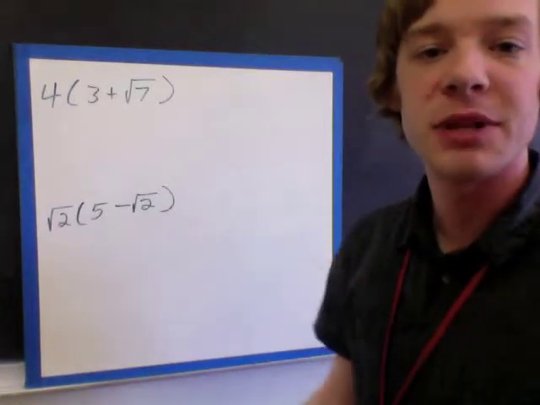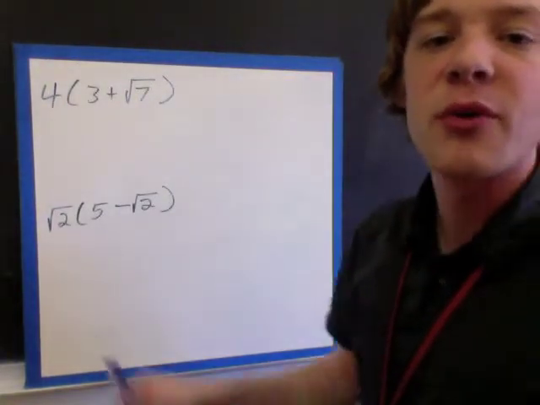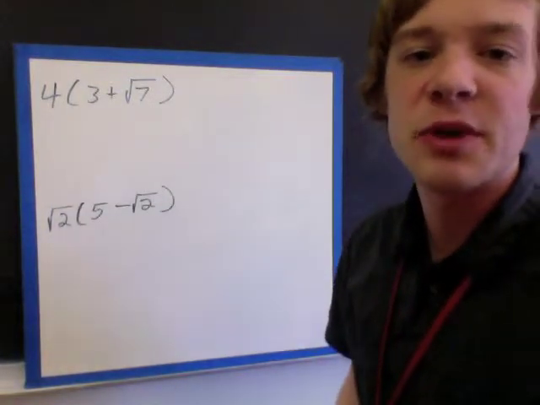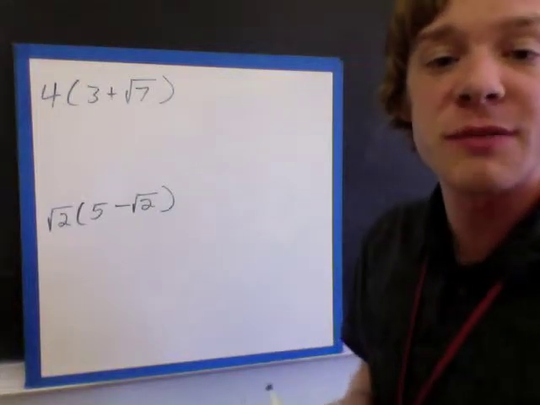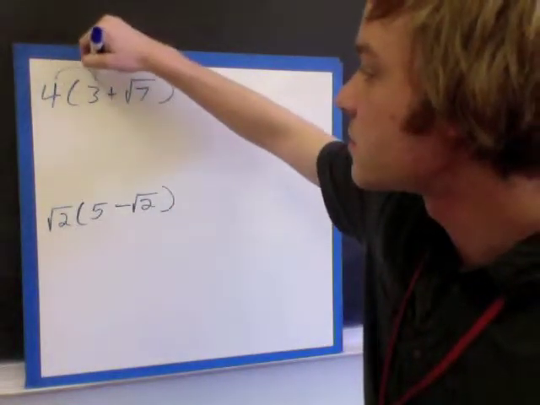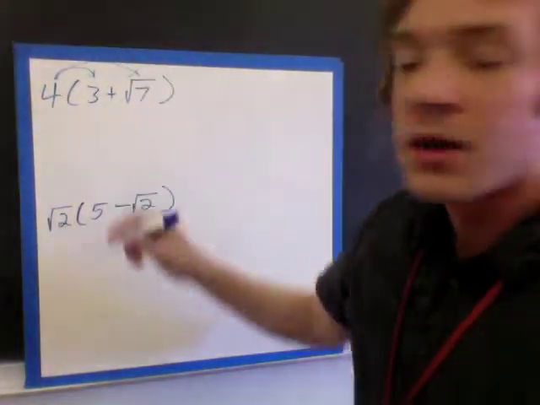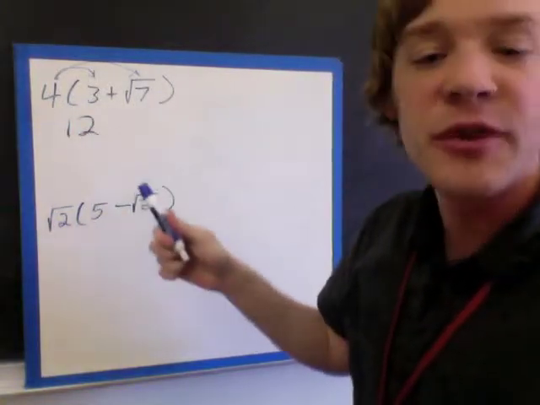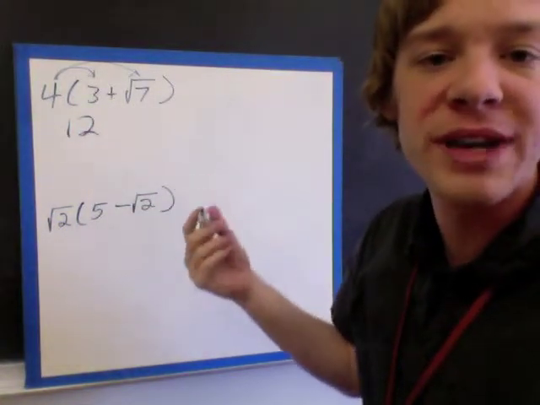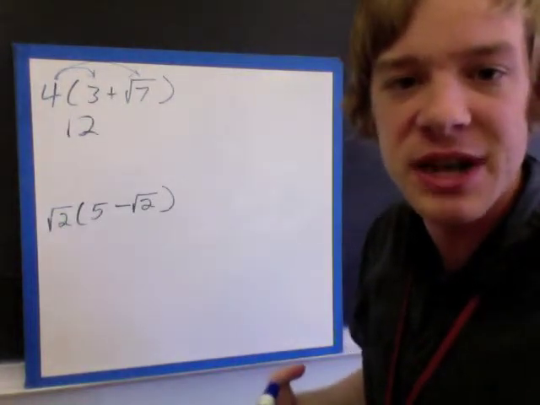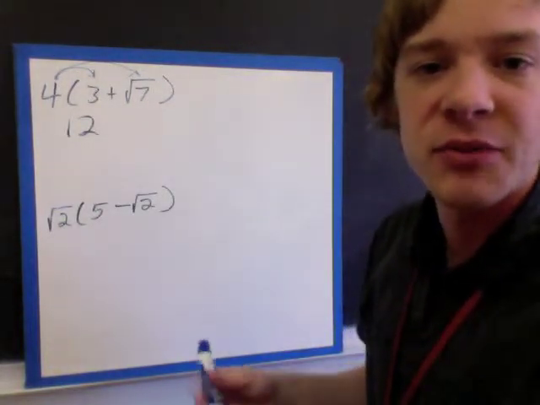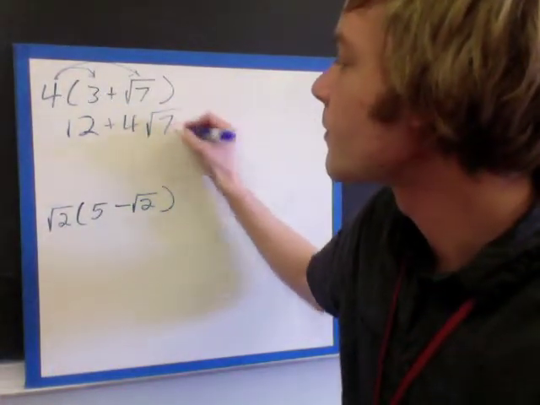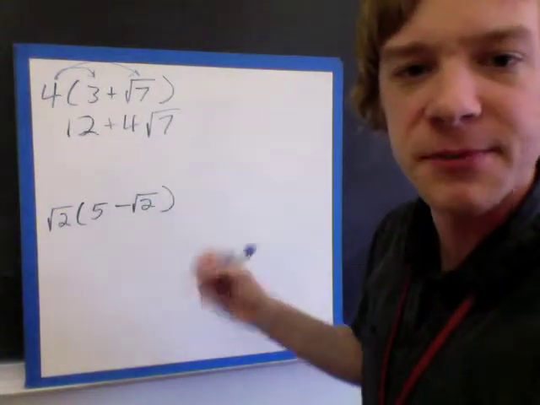So let's take a look at a couple examples here. These are just real simple examples where I want to multiply whatever's outside of my parentheses times everything inside. So I'm going to multiply the 4 times the 3 and the 4 times the square root of 7. So first off, 4 times 3 is equal to 12. And if I multiply 4 times the square root of 7, well, we can't actually multiply the numbers together, but we do stick them together and we get 4 square root of 7. And that would be our answer here. Real simple.